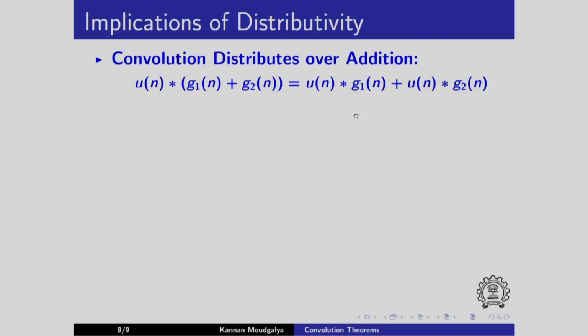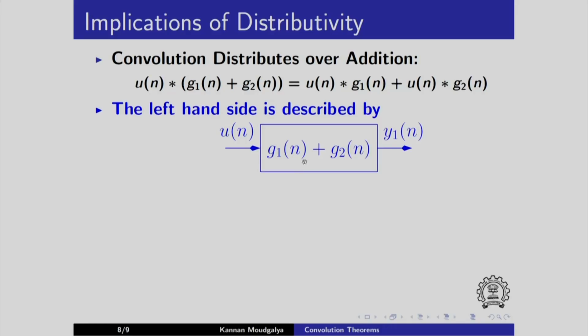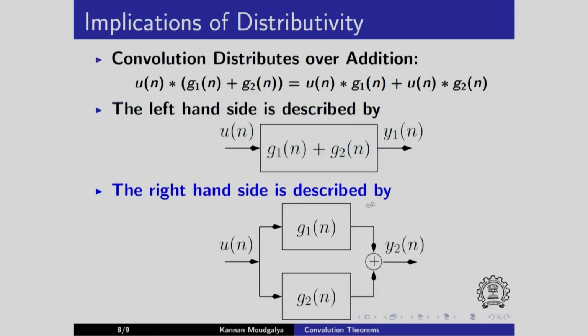What is the implication of this result? The left hand side is this, where we add g1 and g2 for every n, and u of n is the input, you get this y1 of n. What about the second one? You first convolve and then add them. You first convolve and the results are added. So this is y2 of n, this is y1 of n, these two are equal.